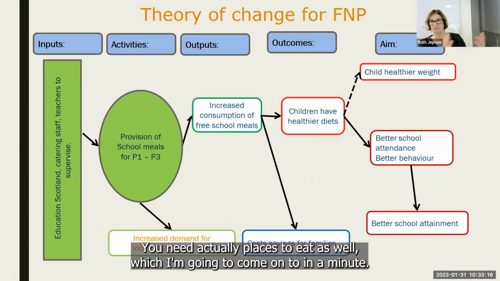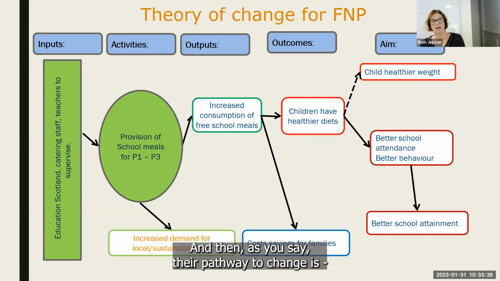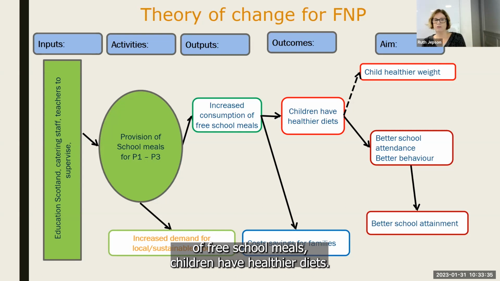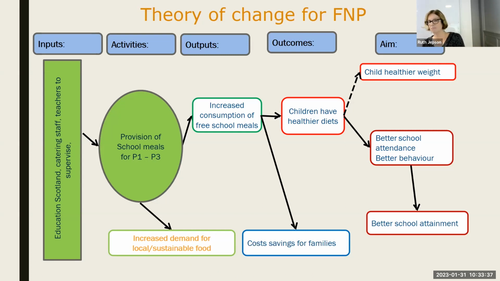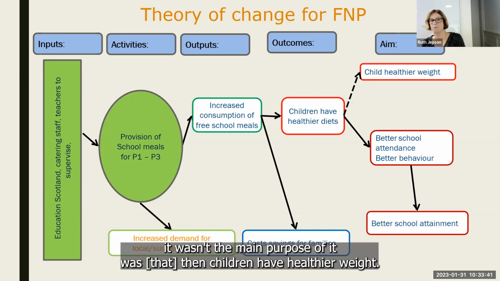You need actually places to eat as well, which I'm going to come on to in a minute. And your activity is your provision of school meals for P1 to P3. And then, as you say, their pathway to change, as you might think about, is that, for example, you get increased consumption of free school meals, children have healthier diets. One of the things they weren't that interested in, and wasn't the main purpose of it, was then children have healthier weight.